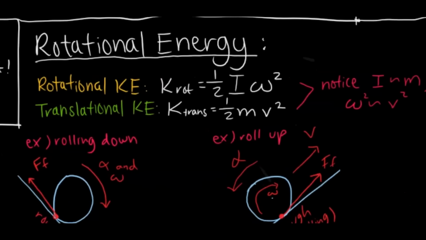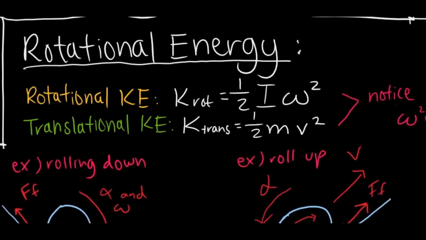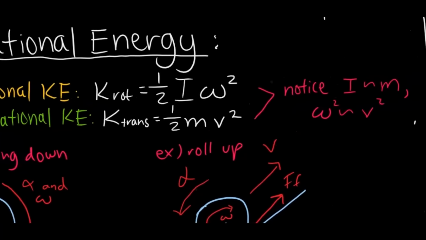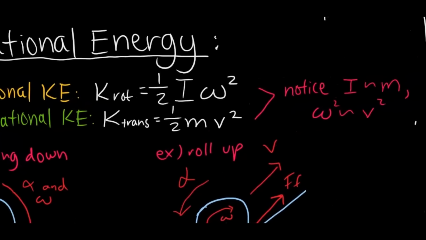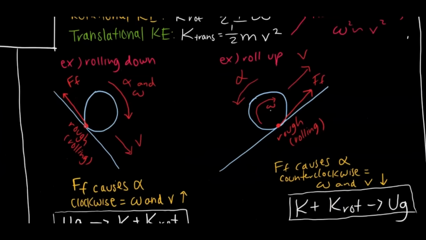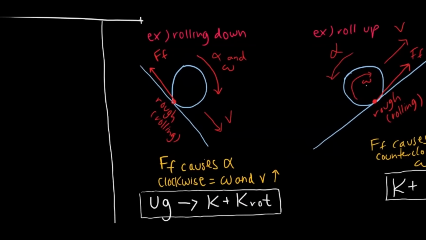All right, so now let's talk about rotational energy. When you talk about kinetic rotational energy, it's equivalent to 1/2 times moment of inertia times angular velocity squared. So that's pretty similar to translational or linear kinetic energy, which is 1/2 mv squared. You can see how there's a correspondence between moment of inertia and mass, and then angular velocity and linear velocity.